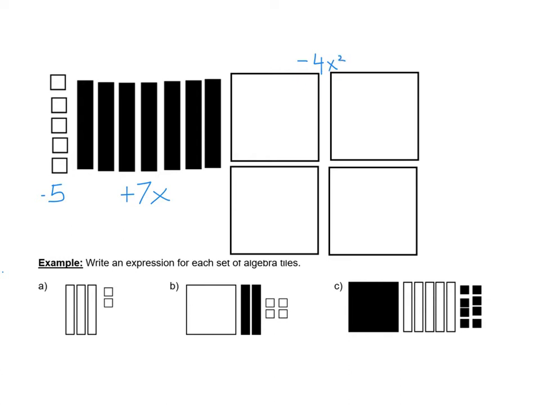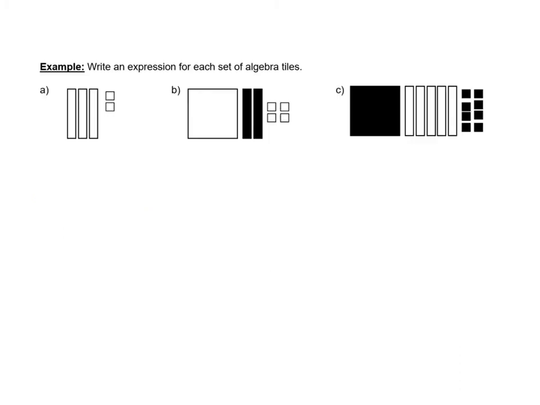Now writing this in standard form, starting with the highest exponent, I would get negative 4x squared plus 7x minus 5. And that expression would represent the set of algebra tiles you see at the top of the screen here. Now you can work on these questions from your handout. So I'll give you a second, think about what this one's going to be.